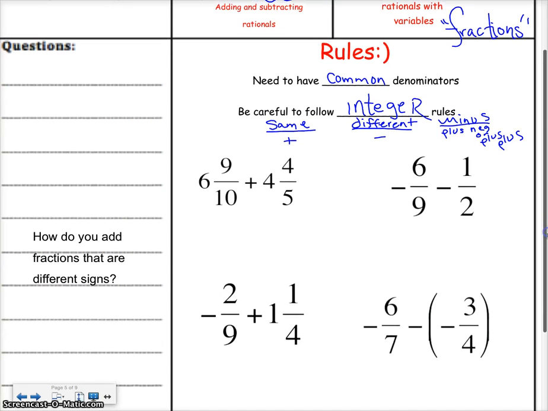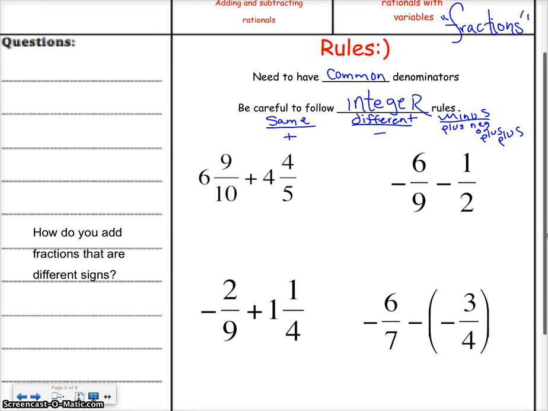Okay, so 6 and 9/10 plus 4 and 4/5. I can't add them together because they don't have a common denominator. So I'm going to turn my 5 into a 10. I times 5 by 2 to get to 10. So 4 times 2 is 8. Add your fractions, or add your numerators and then your whole numbers. So 9 plus 8 is 17 over 10. 6 and 4 is 10.